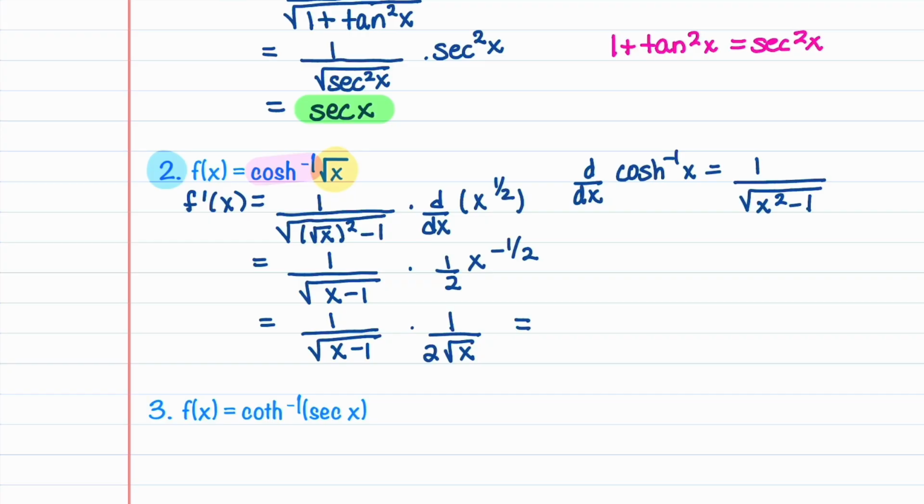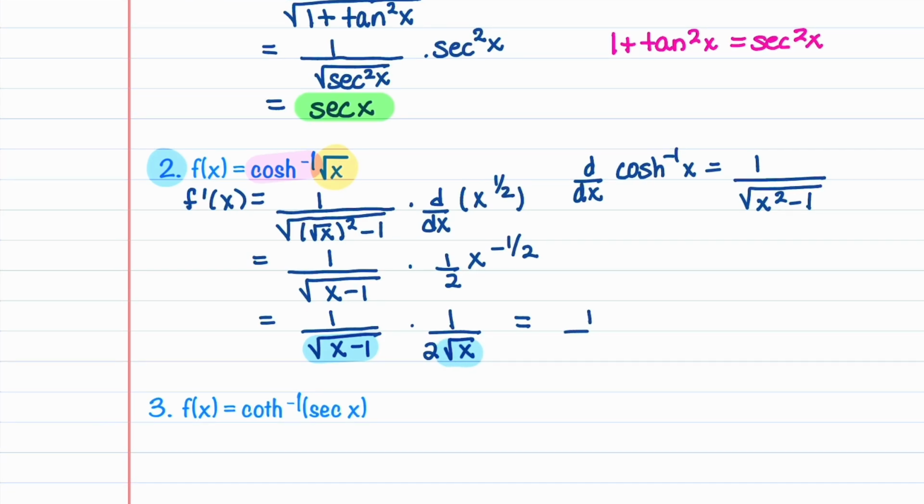And now what we're going to do is combine this square root with this square root. And we're going to write this as 1 all divided by 2 times the square root of x times x minus 1. And that's our answer.